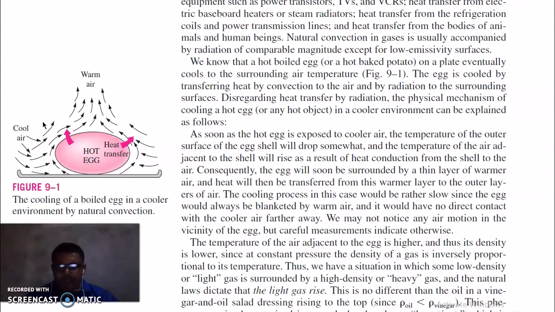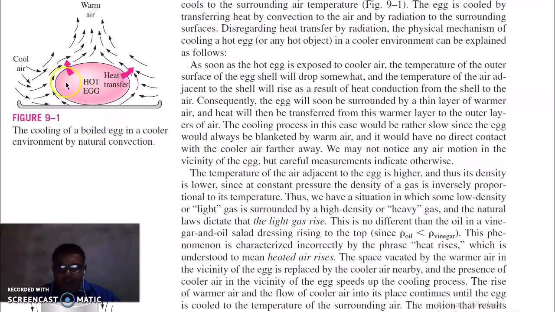We may not notice any air motion in the vicinity of the egg, but careful measurements indicate otherwise. We were unable to notice any movement, but if you look carefully, there is a movement of the air around the egg from the bottom to the upward side.